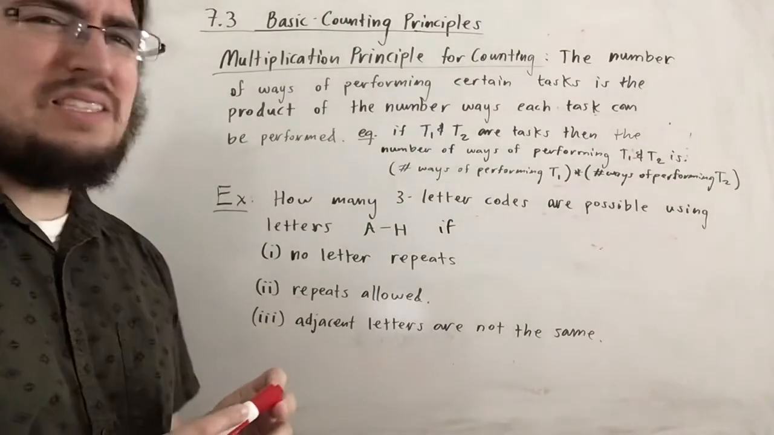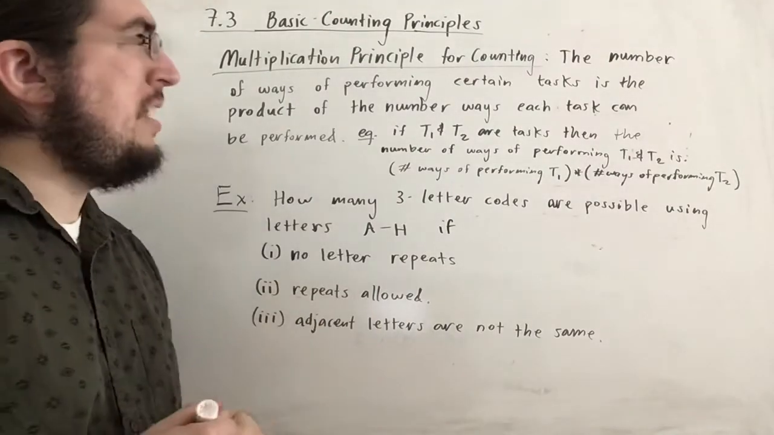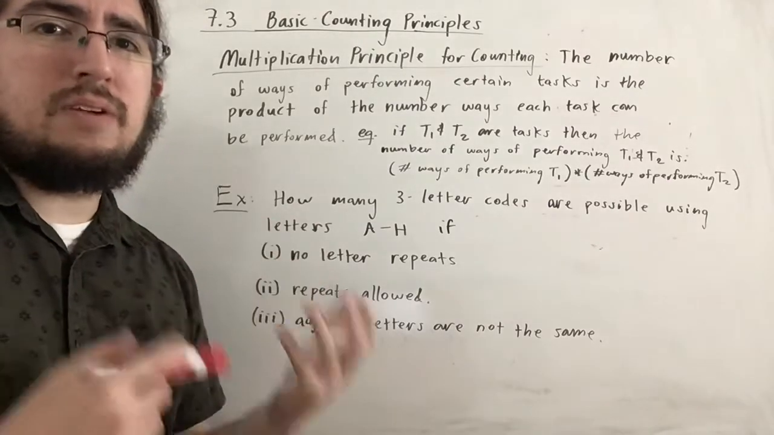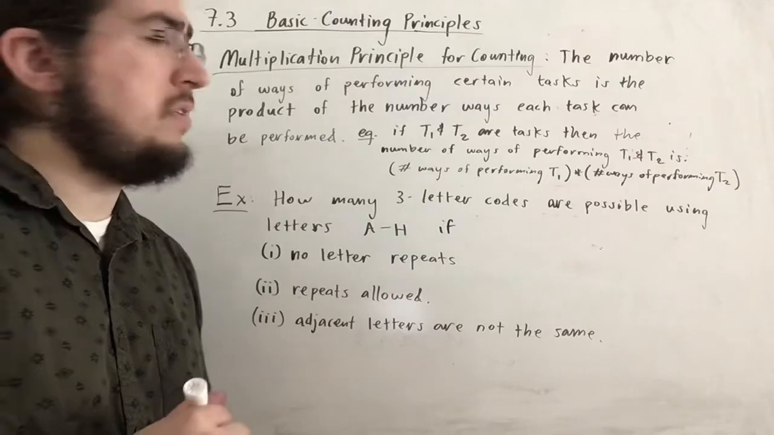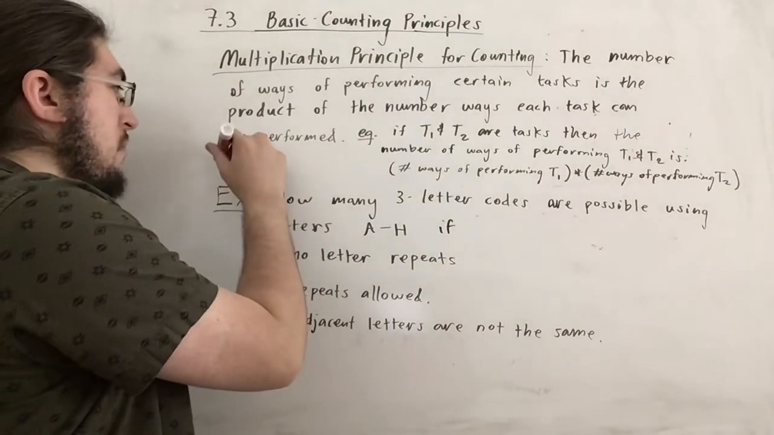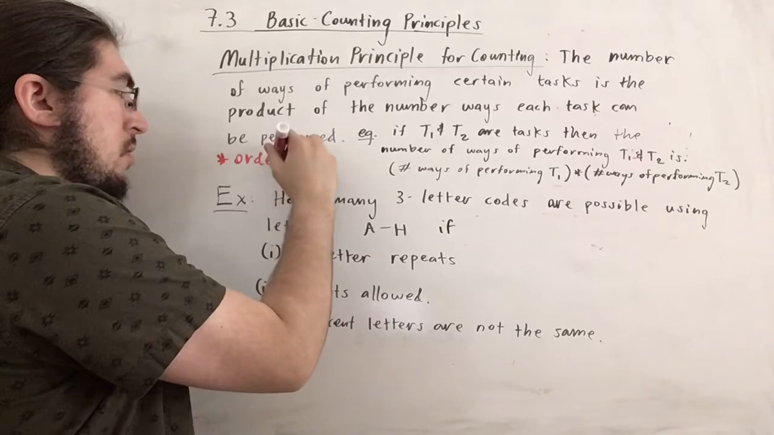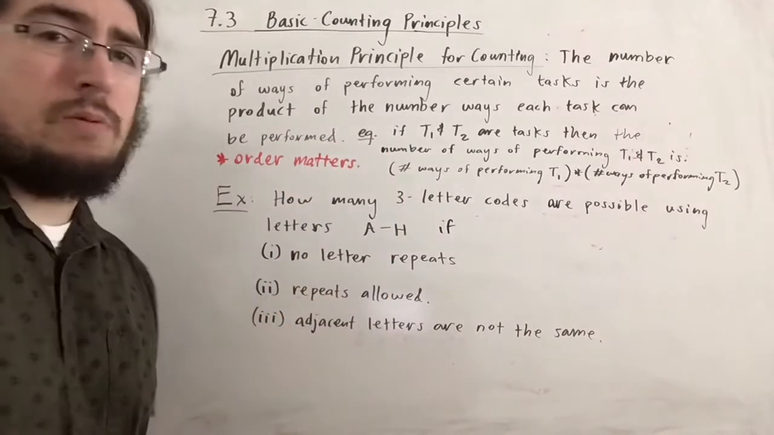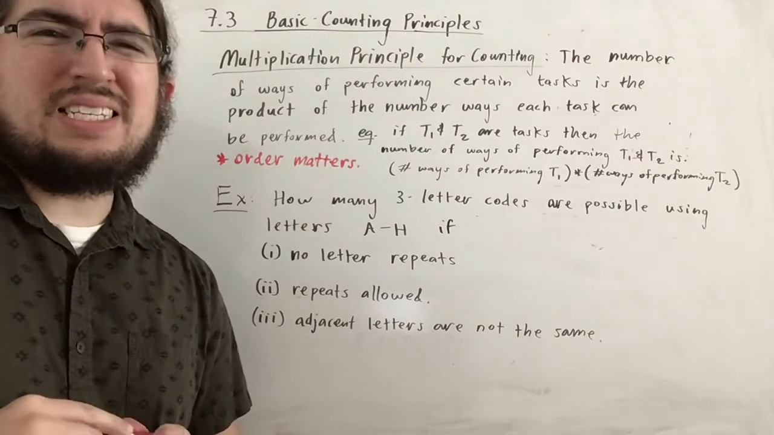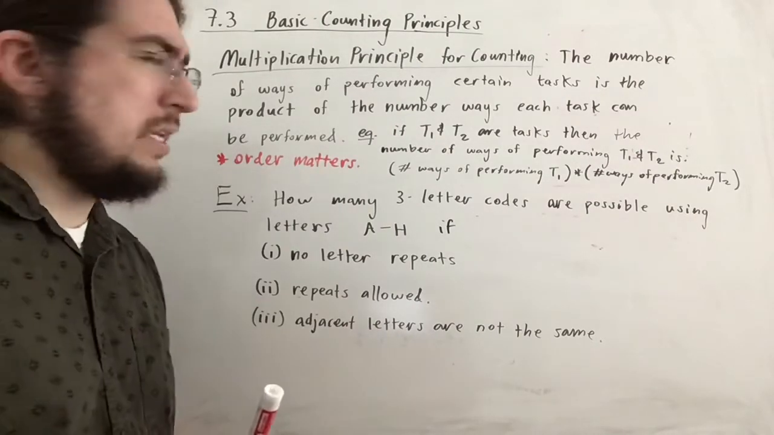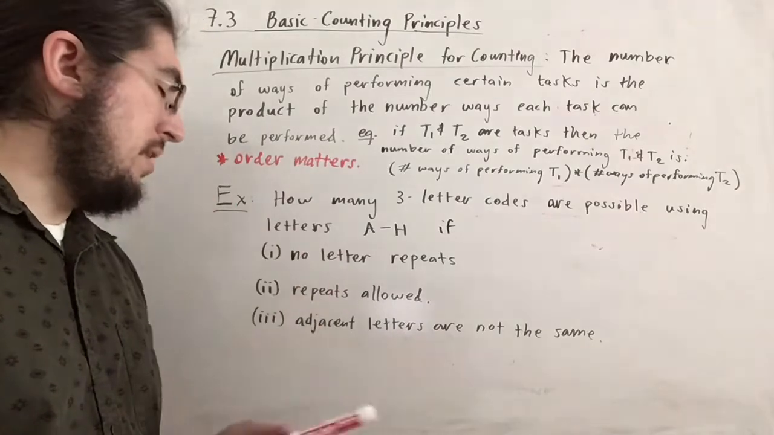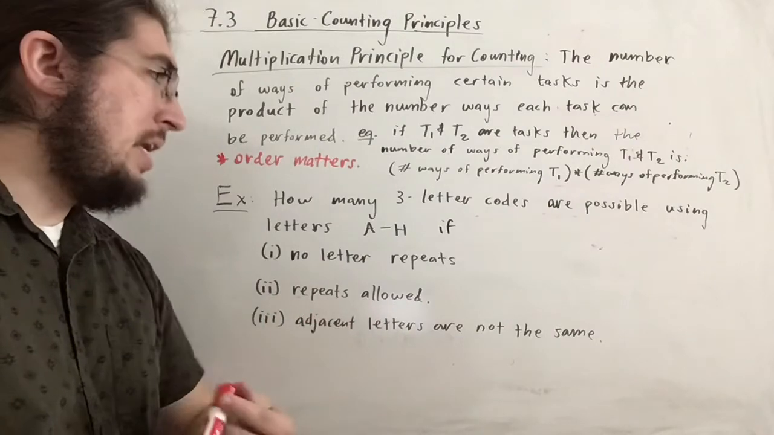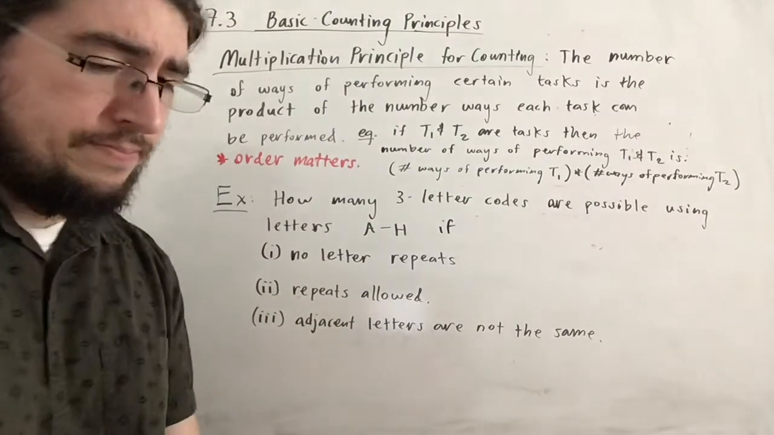There's one detail I'm missing here, and that is that you must perform T1 and T2 in that specific order, or else this principle fails. So let me just say here that order matters. And when I say order, I'm talking about the order in which each task is performed. Now this is a technical detail that I don't think we need to worry about too much, but let's go ahead and find the result for this example here, and let's see if we can see it creep up maybe.